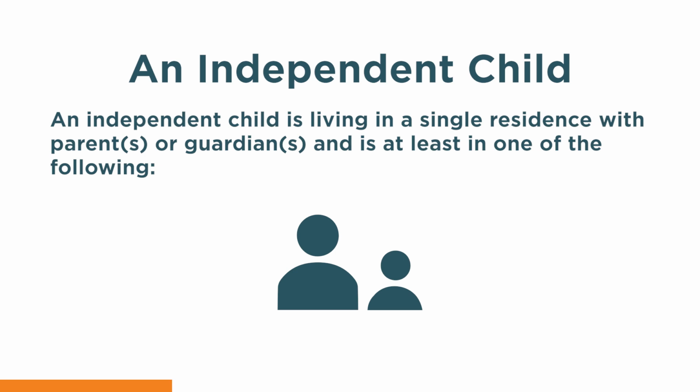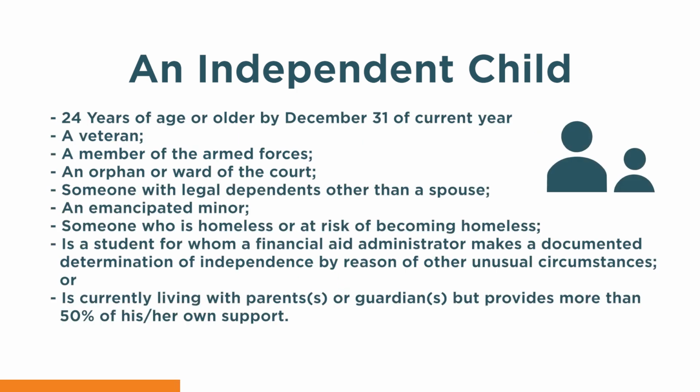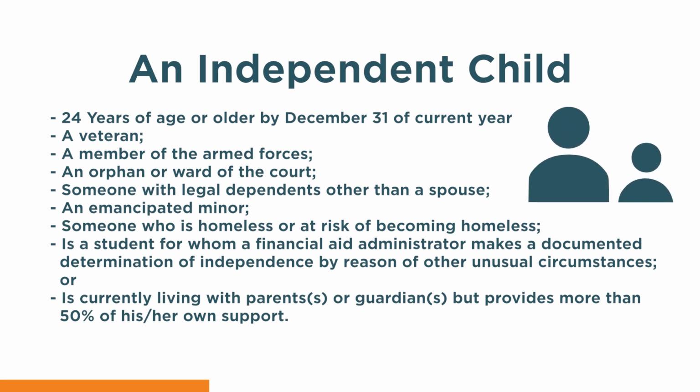Independent child. An independent child is living in a single residence with parents or guardians and is at least in one of the following categories: 24 years of age or older by December 31st of the current year, a veteran, a member of the armed forces, an orphan or ward of the court, someone with legal dependents other than a spouse, an emancipated minor, someone who is homeless or at risk of becoming homeless, is a student for whom a financial aid administrator makes a documented determination of independence by reason of another unusual circumstance, or is currently living with parents or guardians but provides more than 50% of his or her own support.